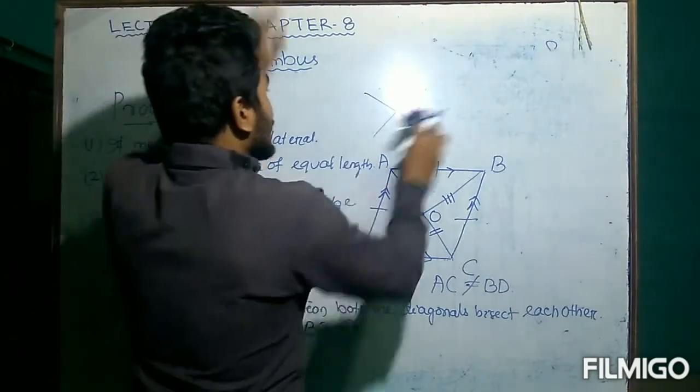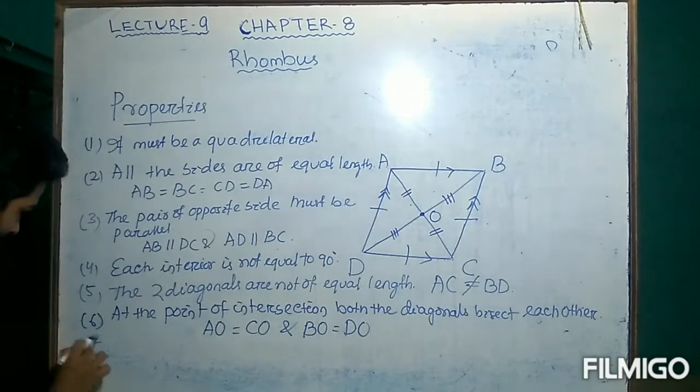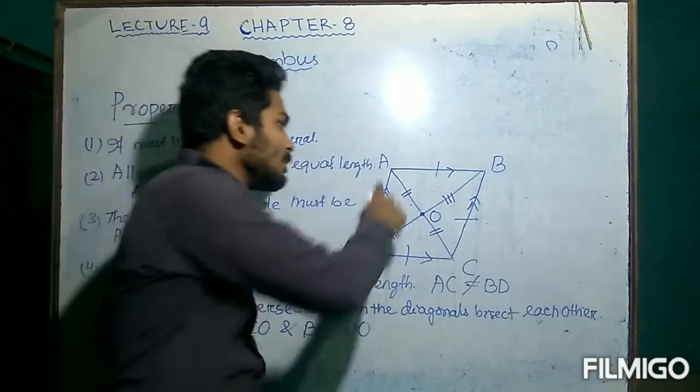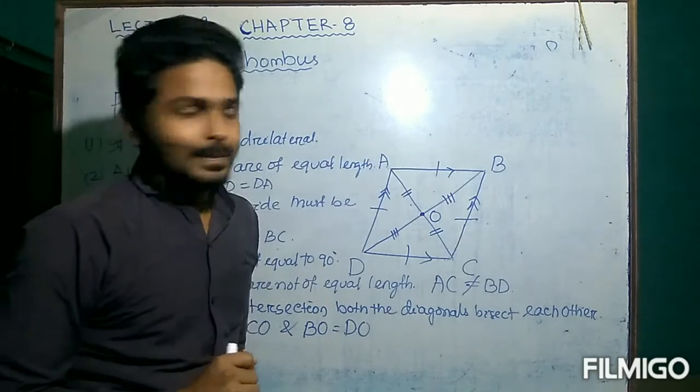Clear? Next, moving to the seventh point. Let's write it. What does the seventh point refer to? It refers to the fact that the angle between the two diagonals is 90 degrees.